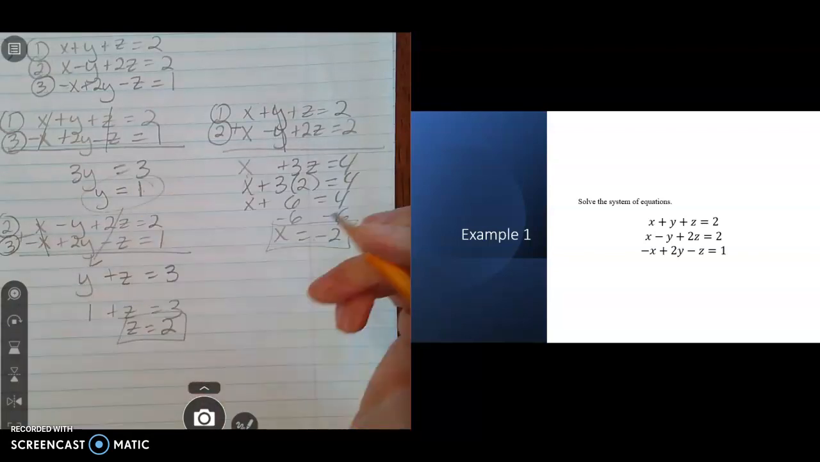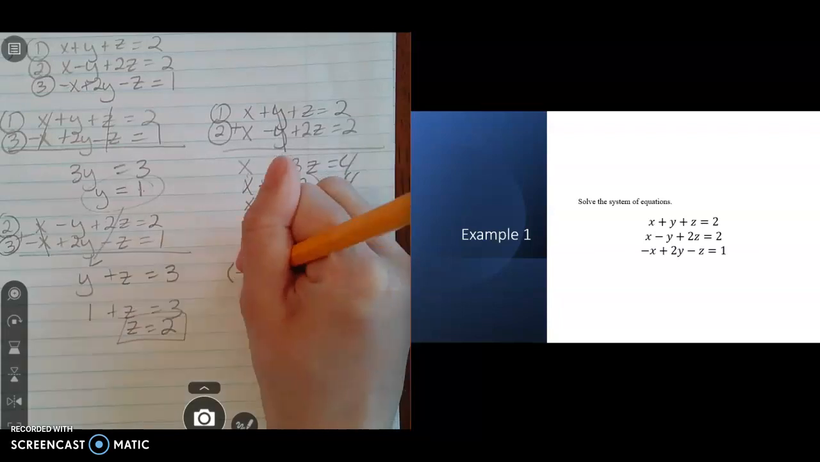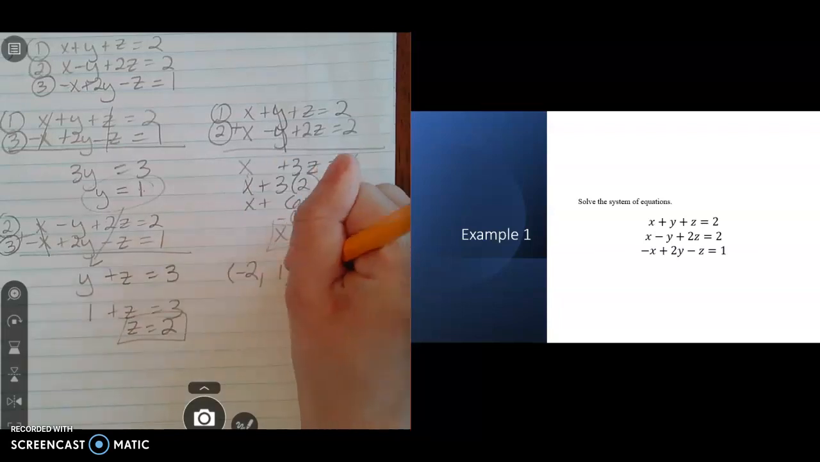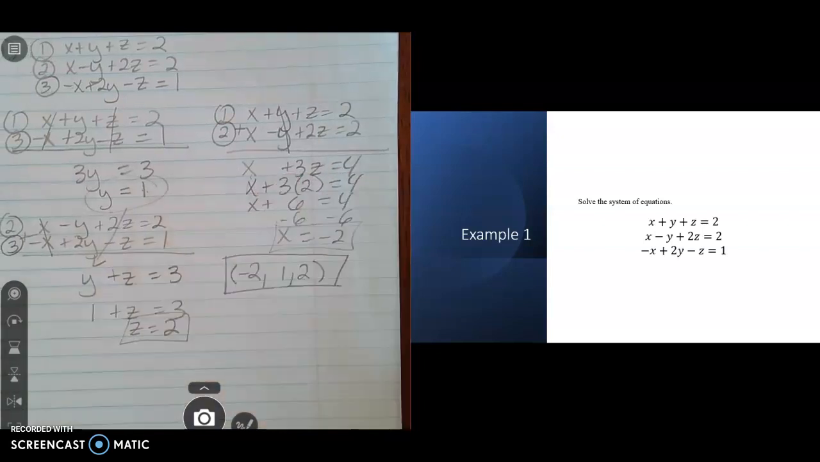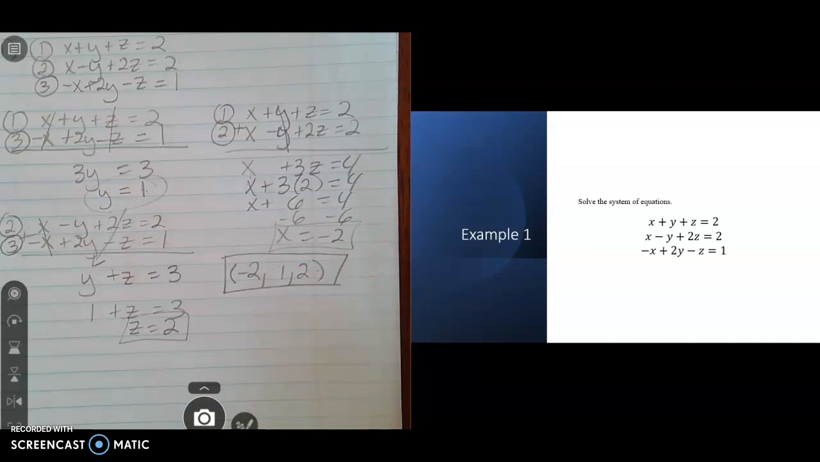And I'll put that together as my answer. X is negative 2, y is 1, and z is 2. And that's the solution to this system of equations. This is a point that all three planes have in common.